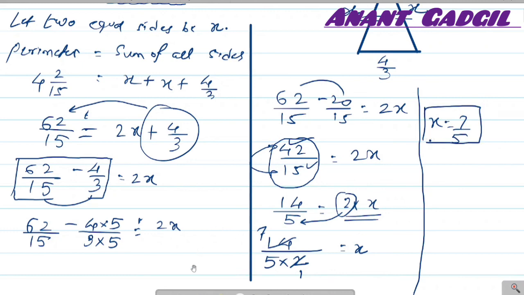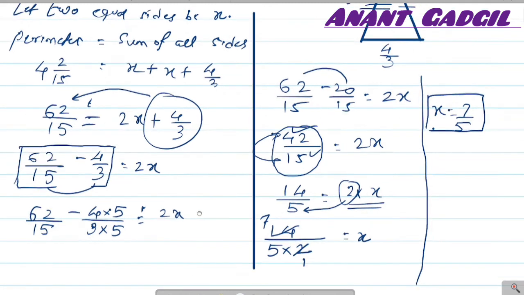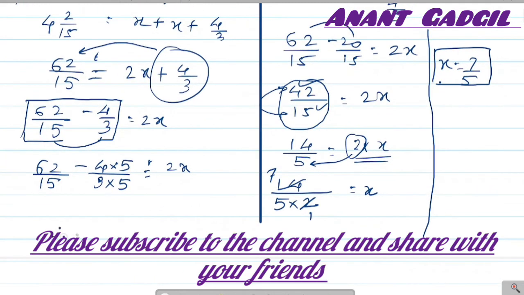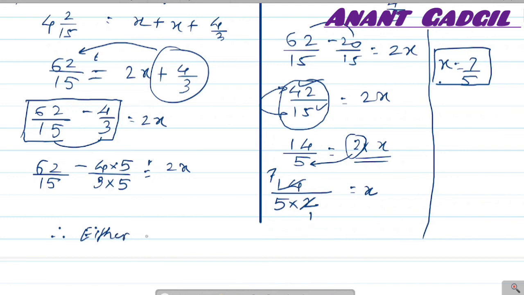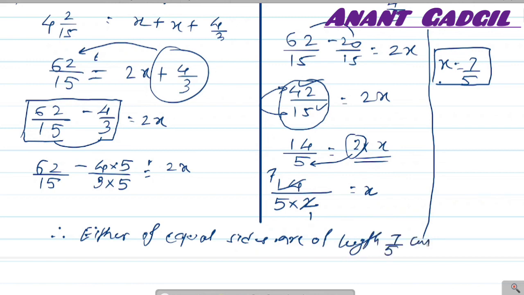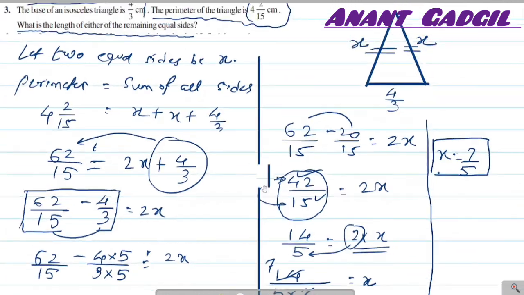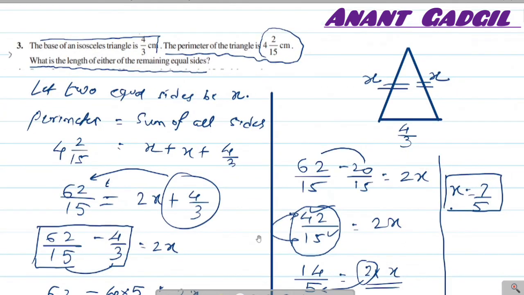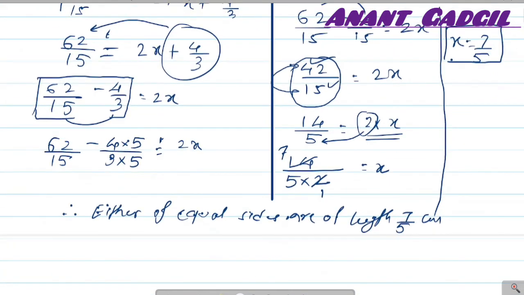And what was x? Equal sides. So we have to write the final answer in words. Therefore, either of the equal sides, that means both the equal sides, are of length 7 by 5 centimeter, because the perimeter was given to us in centimeter, no, and base also. So this is also in centimeter. I hope you have understood the question.